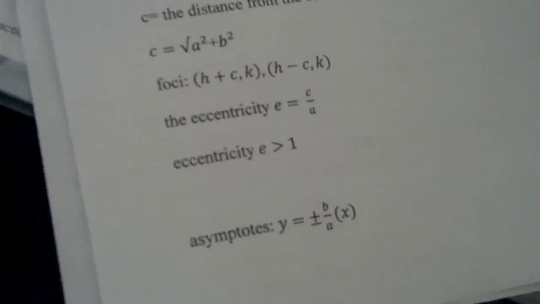And the foci of the hyperbola are c units from the center, where c squared equals a squared plus b squared. And the eccentricity is e equals c over a. And the eccentricity is always going to be greater than 1, whether the hyperbola is vertical or horizontal.